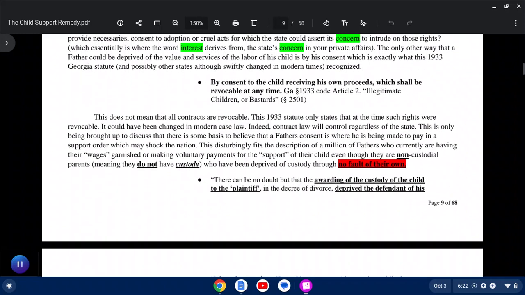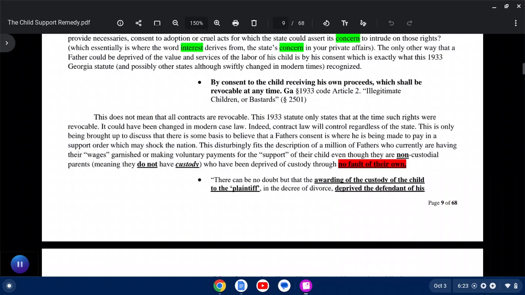This does not mean that all contracts are revocable. This 1933 statute only states that at the time such rights were revocable. It could have been changed in modern case law. Indeed, contract law will control regardless of the state. This is only being brought up to discuss that there is some basis to believe that a father's consent is where he is being made to pay in a support order, which may shock the nation.